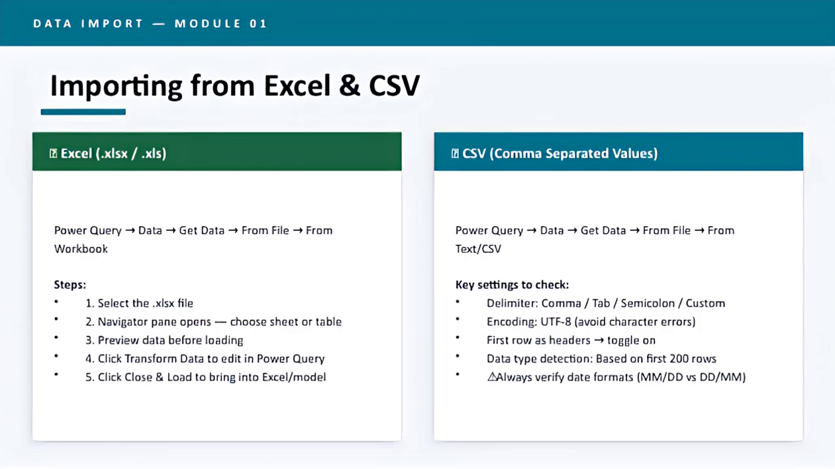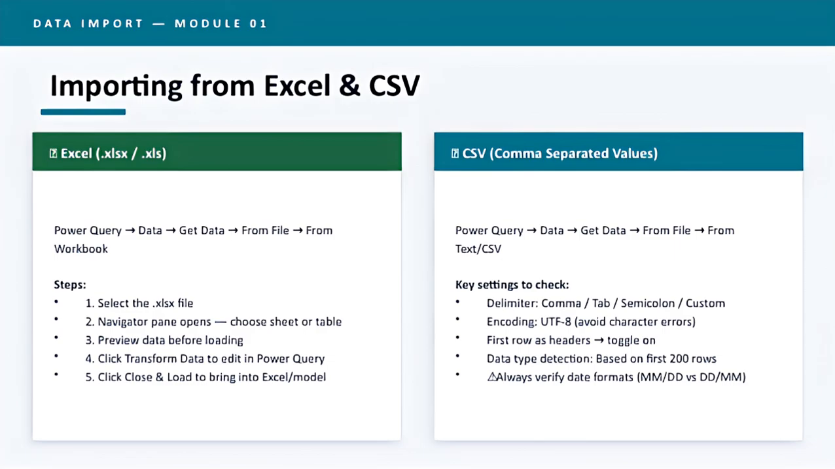Now let's walk through how to import data using Power Query. Starting with data from text or CSV files, you go to Power Query, then Data and select Get Data. From there, choose from File and then from Text CSV. When you're working with these files, it's important to check a few key settings. First, the delimiter, whether it's a comma, tab, semicolon, or a custom character. This determines how your data is split into columns.